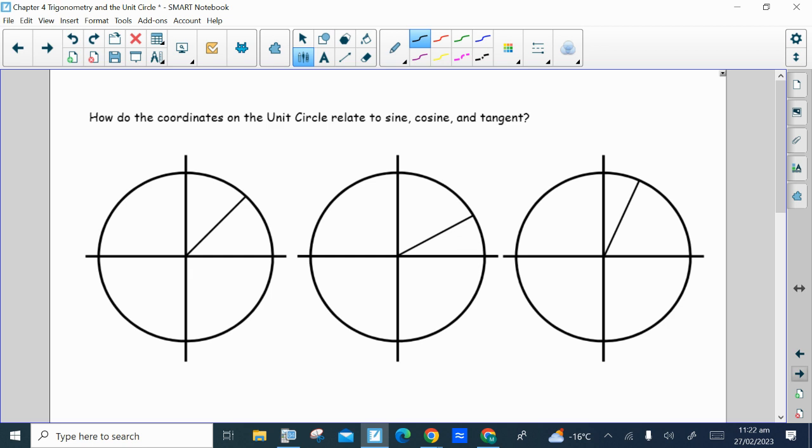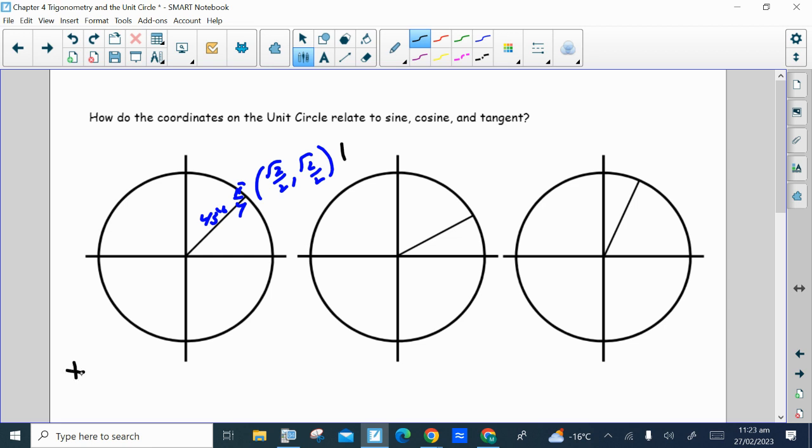So, again, at each of these stops, we can label the sine and the cosine. So for this first one, we are at 45 degrees or pi on 4 radians. The sine and cosine are both root 2 over 2. And the tangent is sine divided by cos, root 2 over 2 divided by root 2 over 2 is 1.